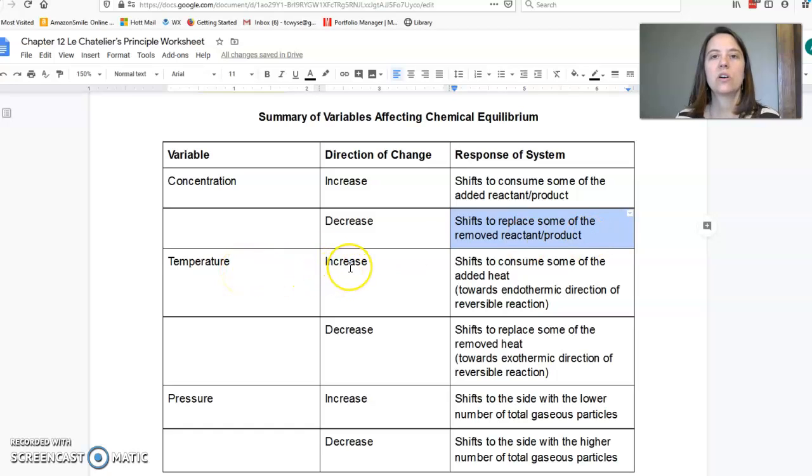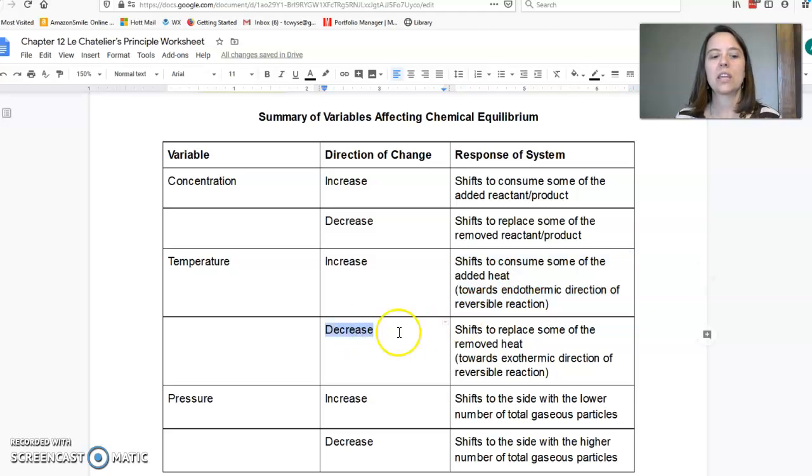Now, temperature, as we know, depends on if it's an endothermic or exothermic reaction, whether it shifts towards the products or the reactants. If you increase the temperature, it shifts to consume some of the added heat, which means it would shift towards the endothermic direction of a reversible reaction. We know if it's a reversible reaction, if one way is exothermic, the other way is endothermic. So when you increase, it goes toward whichever side is the endothermic direction.